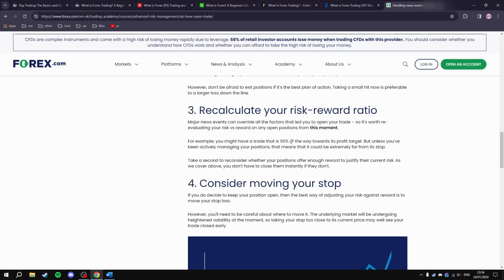For example, you might have a trade that is 90% of the way towards its profit target, but unless you've been actively managing the position, that could mean it is extremely far from its stop. Take a second to reconsider whether your positions offer enough reward to justify their current risk. As we covered above, you don't have to close them instantly if they don't.